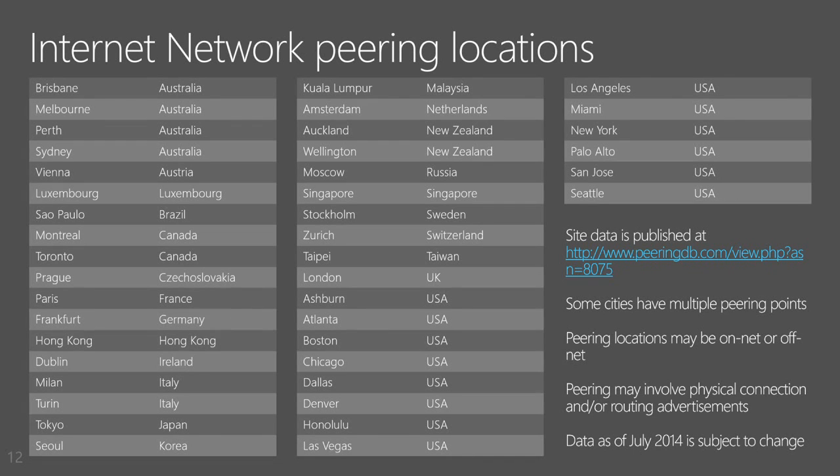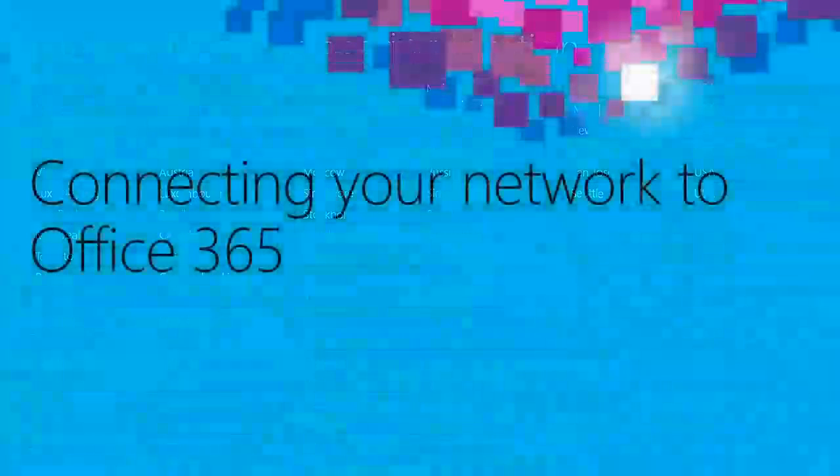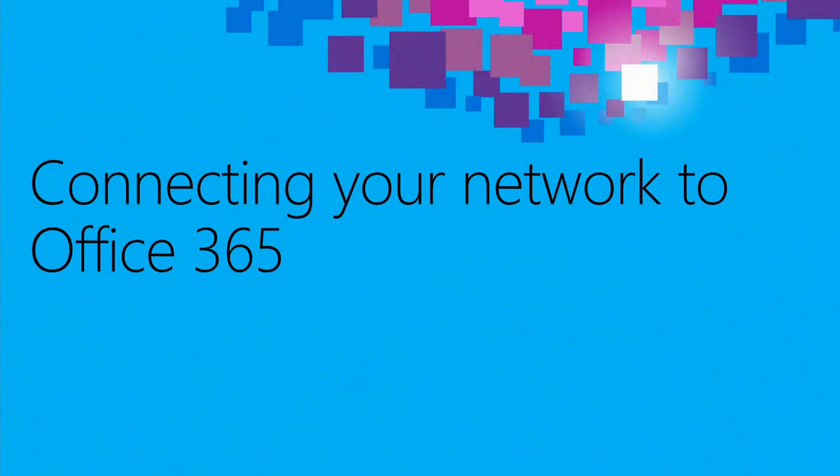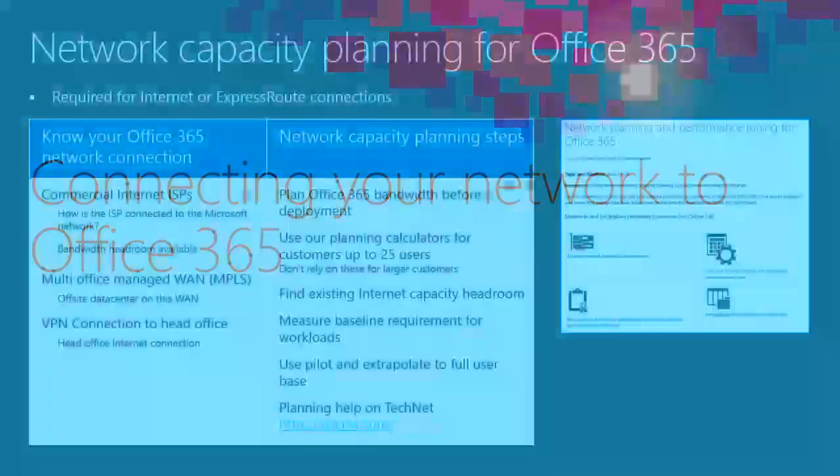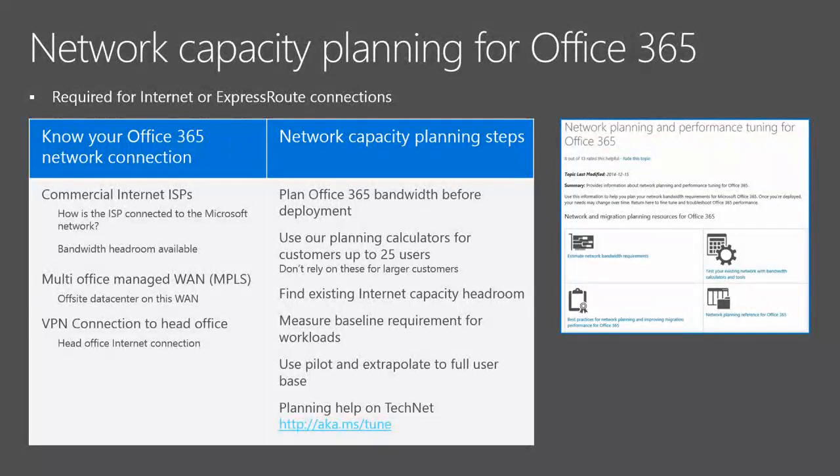All right, so we've spent a bit of time looking at the Microsoft network, and I talked a little bit about how you connect to that. Essentially, your option today is connecting over the public internet, and so we think about how to optimize that connection and also how to plan that connectivity. And so we recommend that you do capacity planning before connecting to Office 365.